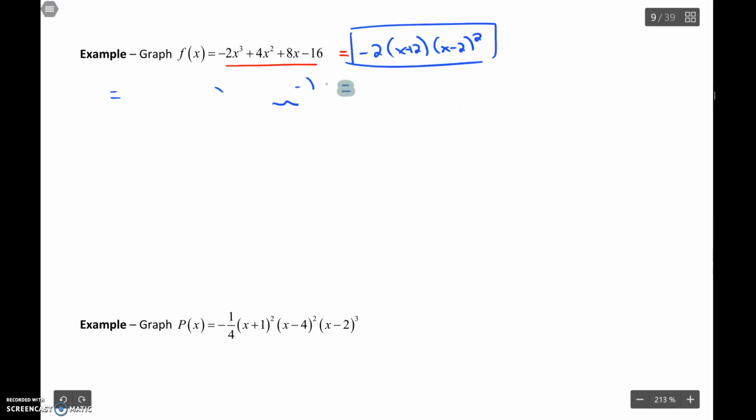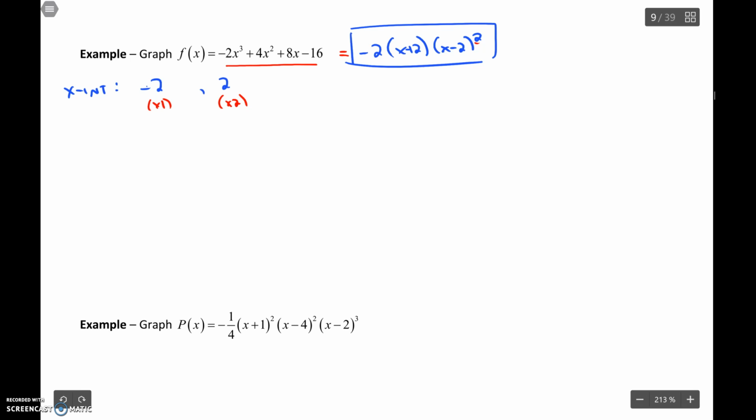Okay? So now I need to find the end behavior, the x-intercepts, the y-intercepts, and graph it. X-intercepts are the easiest because it's in factored form now. So x equals -2 and +2. And the -2 has a multiplicity of 1, and the +2 has a multiplicity of 2. It's got a power there.